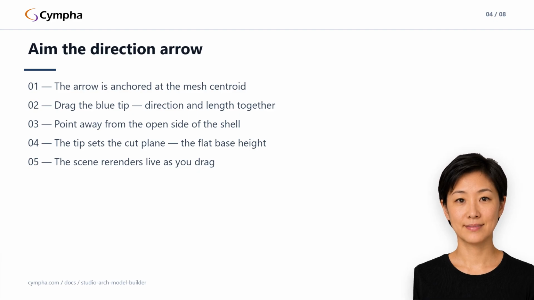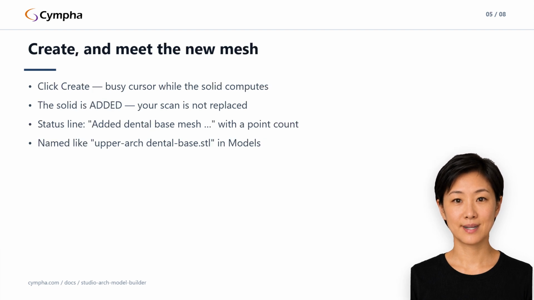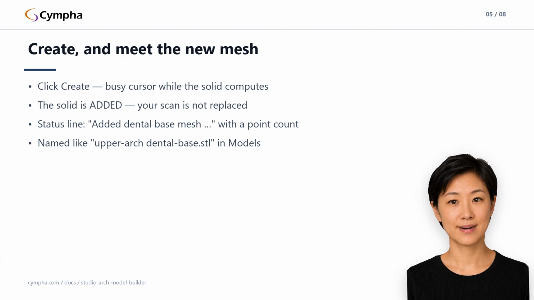Why an arrow? Scans arrive in every orientation. Studio doesn't guess a down direction, you state it in one gesture. With the arrow aimed and sized, click Create.